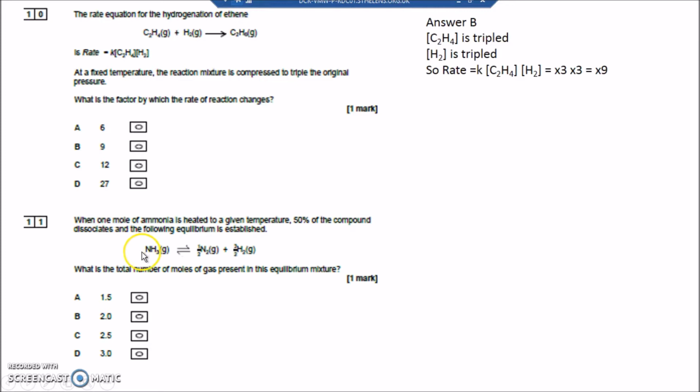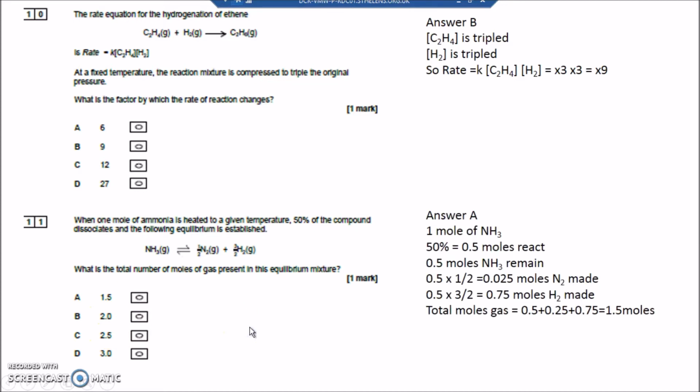But you've not got 1 mole of this breaking down, only 50% of it breaks down. So 0.5 moles of this breaks down. So 1 would make 0.5 and 1.5. 0.5, only half of it, is going to make 0.25 and 0.75. Now 0.25 and 0.75 equals 1, so you might think that the answer is 1. Now 1 doesn't appear, and the reason is that 0.5 of this is left over, and 1 add 0.5 equals 1.5. Your answer is A.